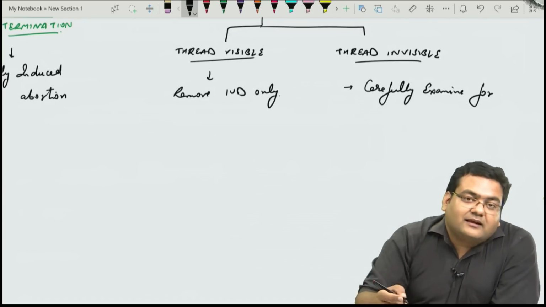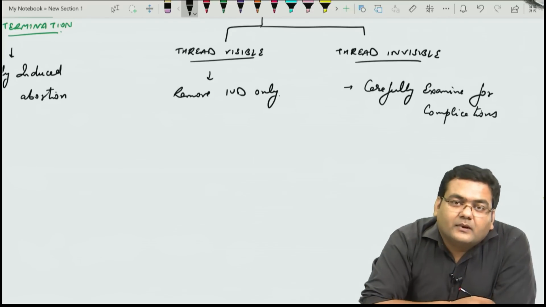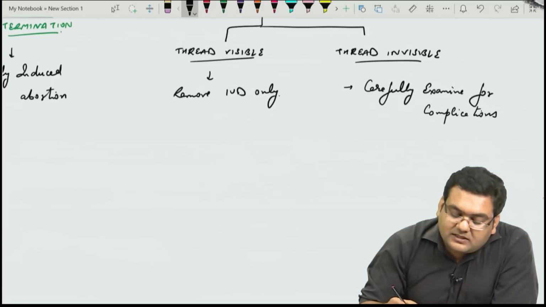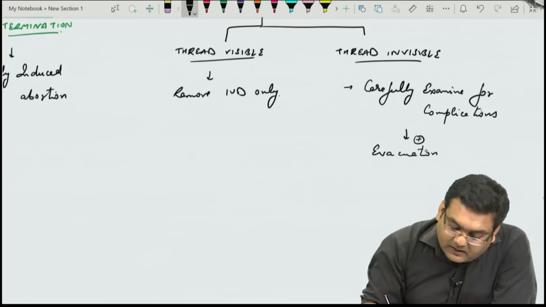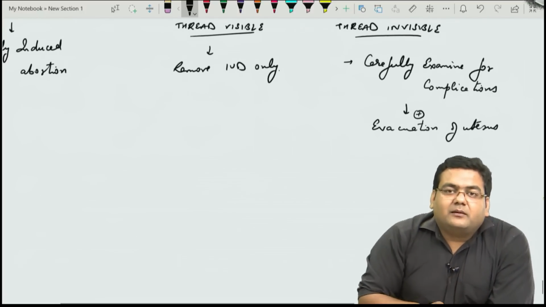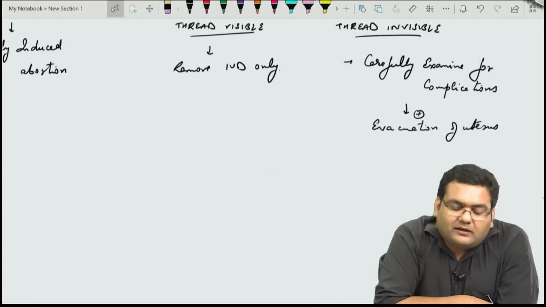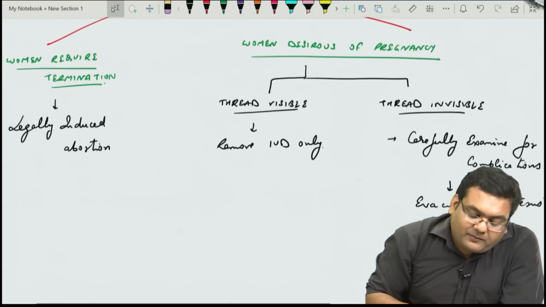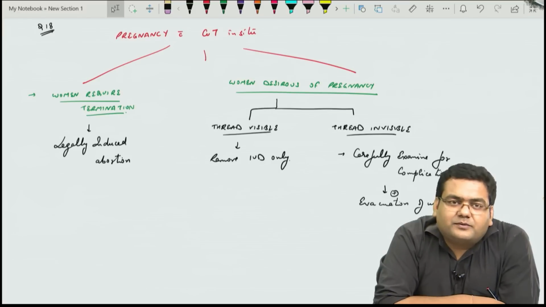We carefully examine for any complications. And if complication is found, uterus is evacuated under a broad spectrum antibiotic cover and pregnancy has to be terminated. Very important question. Pregnancy with copper T in situ, what are the different options available?